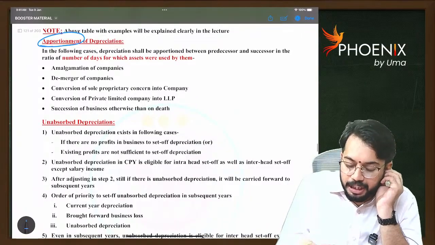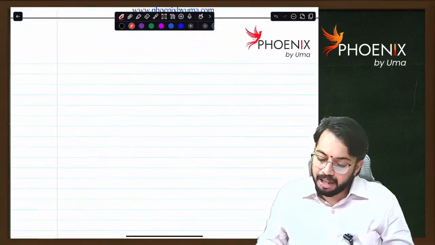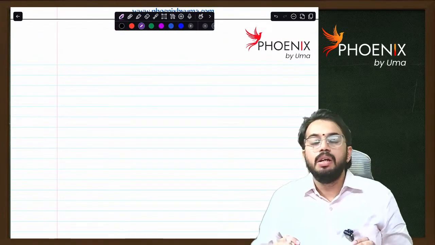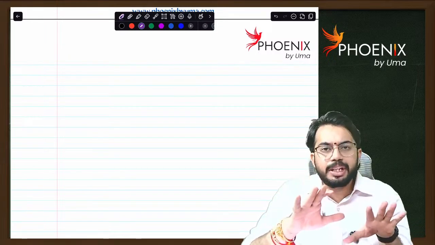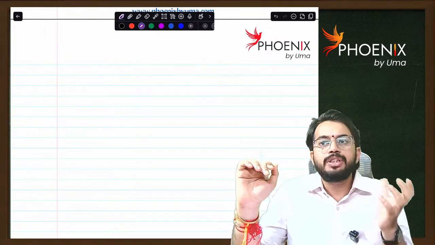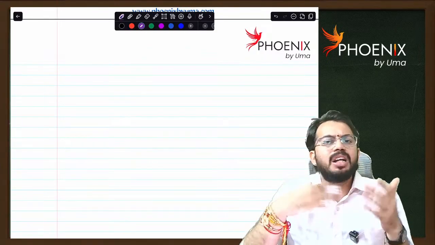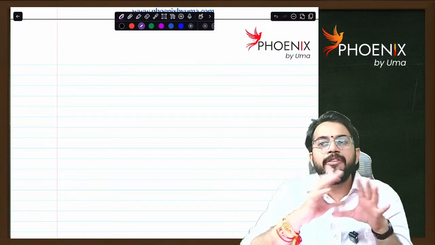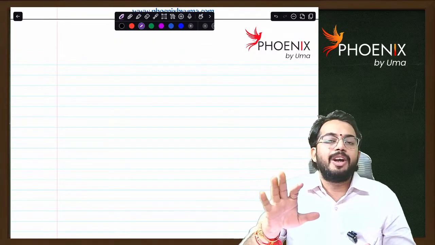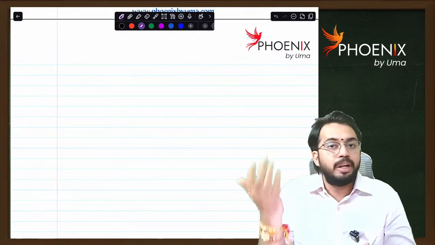Next, apportionment of depreciation. Sir, what do you mean by apportionment of depreciation? I will tell you. Let's say there is a demerger, amalgamation, conversion of sole proprietorship into company, or conversion of sole proprietorship into partnership firm or LLP. Whatever these conversions are, if they happen on 1st April of the previous year, no problem at all. Entire depreciation will be allotted to the successor, the new person.